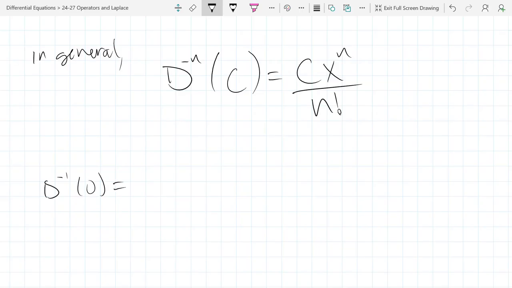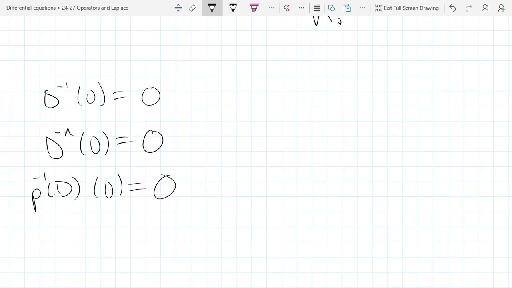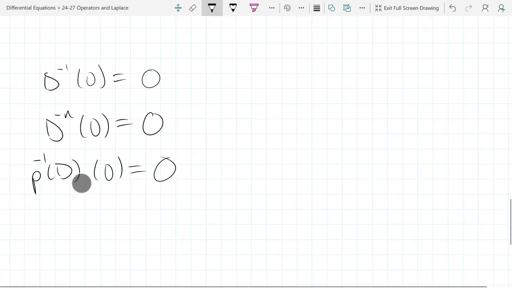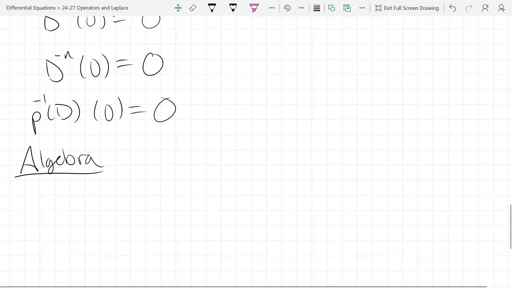Well, we'll just take the convention that we will ignore constants of integration. So once we know that, d inverse of 0, normally it would be a constant, but we're going to make that constant 0. And so if I did this n times in a row, I would get 0, anti-differentiate 0. So it would keep being 0. And if I had a polynomial inverse operator, P inverse of D of 0 would always give me 0. All the operators would give me 0, add them up, and I would get 0.